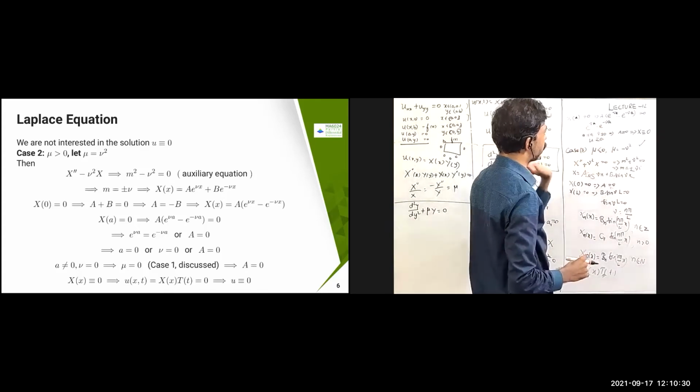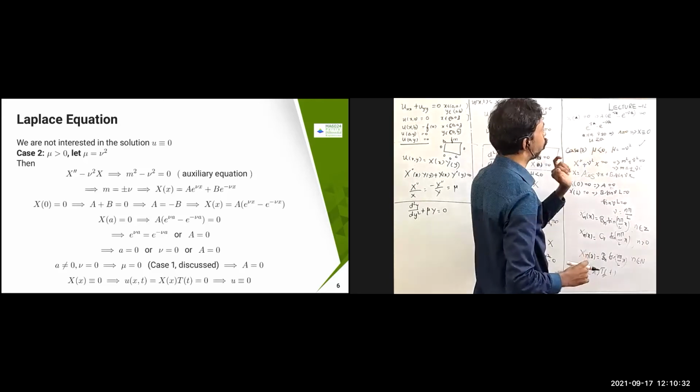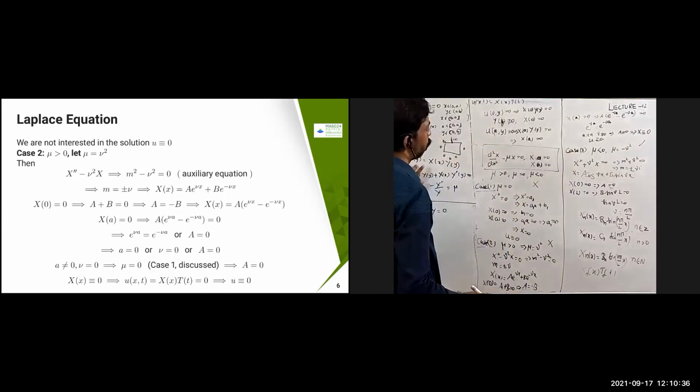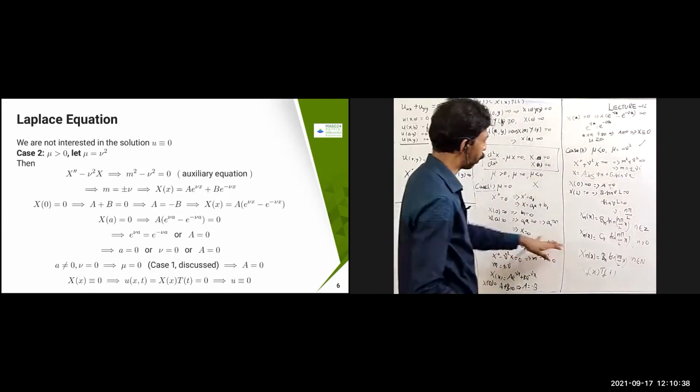But all these cases are ruled out. Therefore, the only possibility is that a equal to 0. Again, you are going to get x equal to 0. That means again this is going to be a trivial solution. I am not interested.